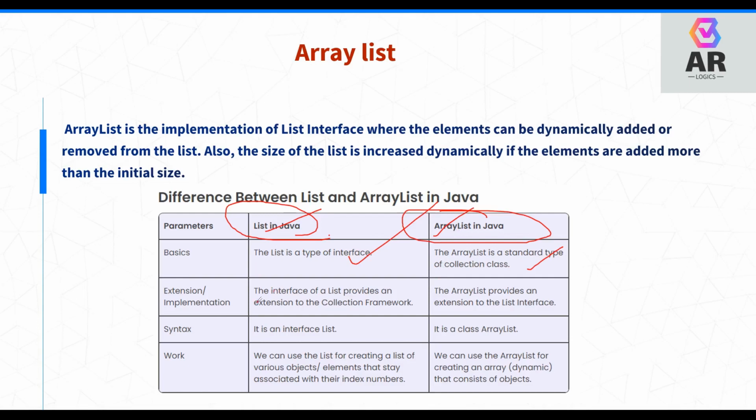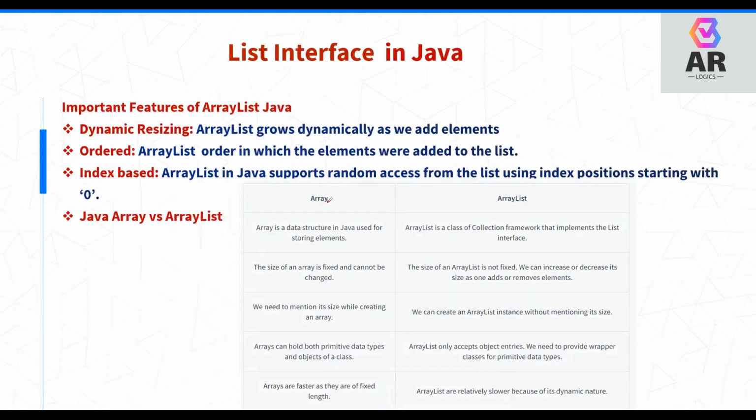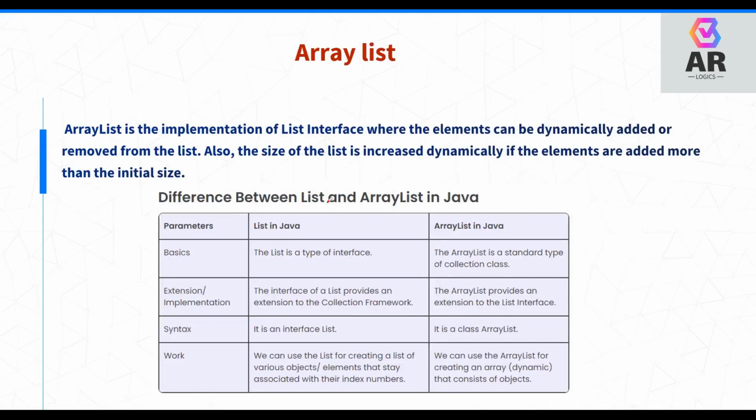List is an interface provided by the collection framework. Array list is an extension of list; it comes from the list. So one is an interface and the other is a class. These two questions are very important. Go through this one: what is the difference between array list and array, and between list and array list. Go through this example also.